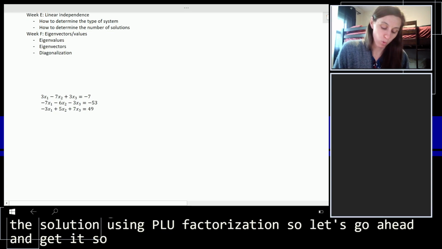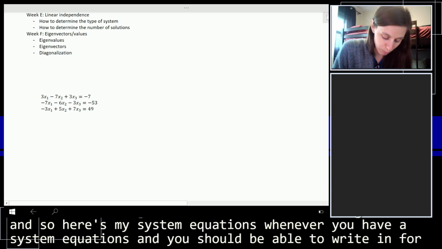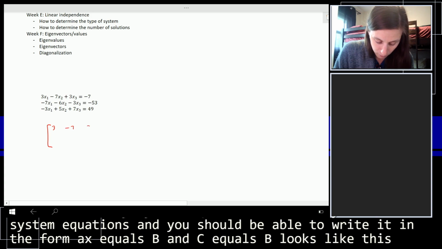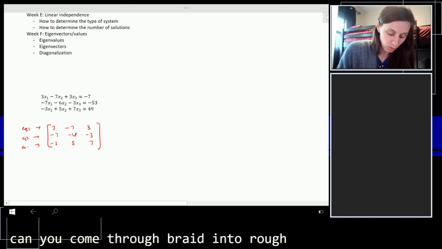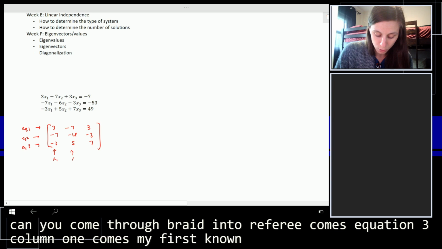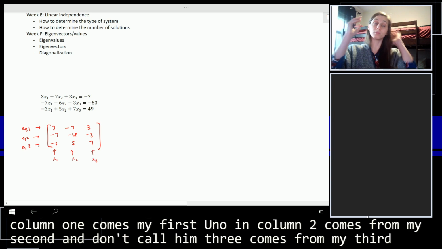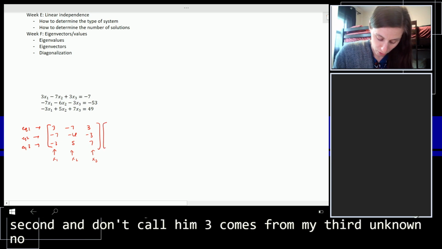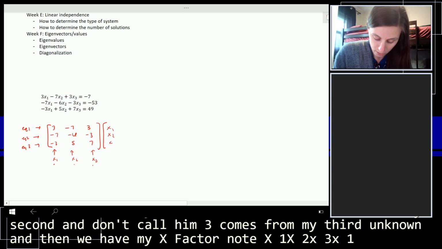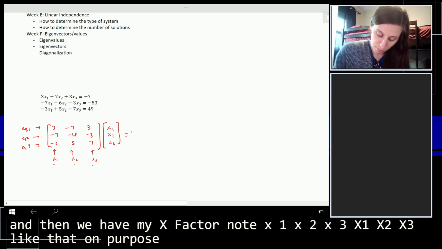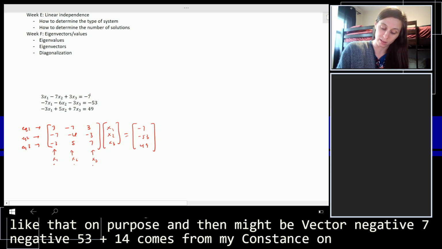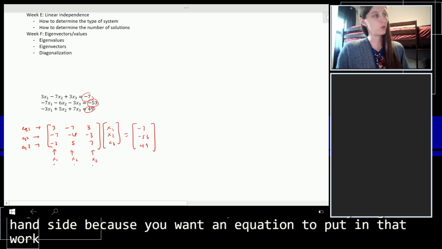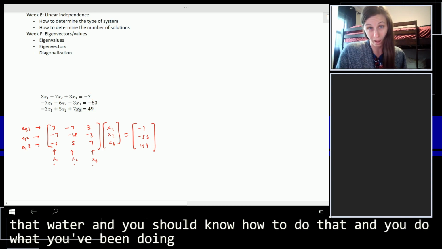So here's my system of equations. Whenever you have a system of equations, you should be able to write it in the form of AX equals B. AX equals B looks like this. So row 1 comes from equation 1, row 2 comes from equation 2, row 3 comes from equation 3. Column 1 comes from my first unknown, column 2 comes from my second unknown, column 3 comes from my third unknown. And then we have my x vector. Note x1, x2, x3. It's like that on purpose. And then my b vector, -7, -53, and 49, comes from my constants on my right-hand side. Equation 1, equation 2, equation 3, in that order. And you should know how to do that, and you do. You've been doing it for a while now.